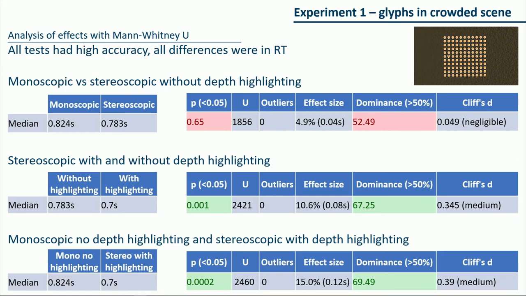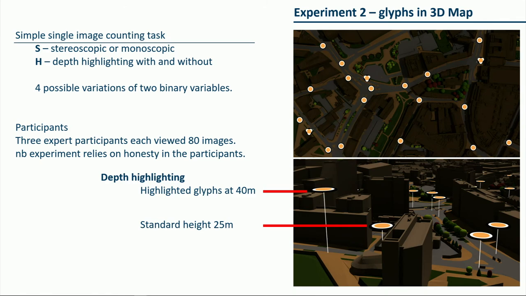So having done that in a quite crowded artificial abstract environment, we want to test that within the city model, the 3D model. And again, we did stereoscopic or monoscopic, and with and without the depth highlighting. And in this case, you'll see at the bottom, the depth highlighting was bringing the target glyphs above the height of most of the buildings in the city, so they're at a significantly different depth. Again, same 3 expert participants, each viewed about 80 images each.